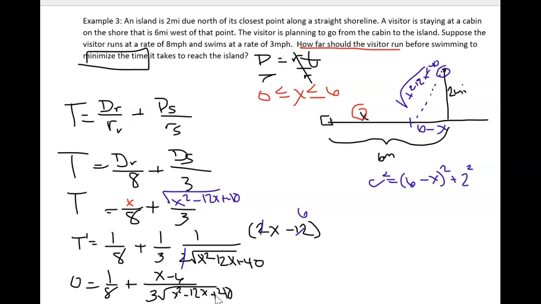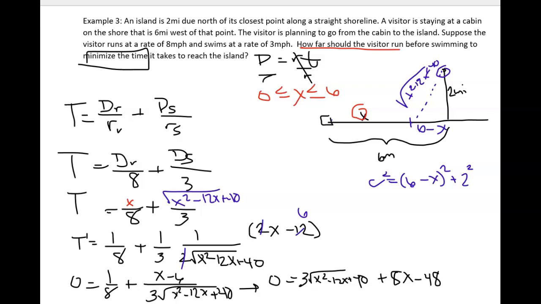Multiply everything by the common denominator, which in this case I'm going to say is 24 rad x. And so that's going to give me the equation 0 equals 3 square root of x squared minus 12x plus 40. And then over here, the 3 and the radical will cancel, so this is just basically times 8. And I have got to solve this wonderful equation for x.